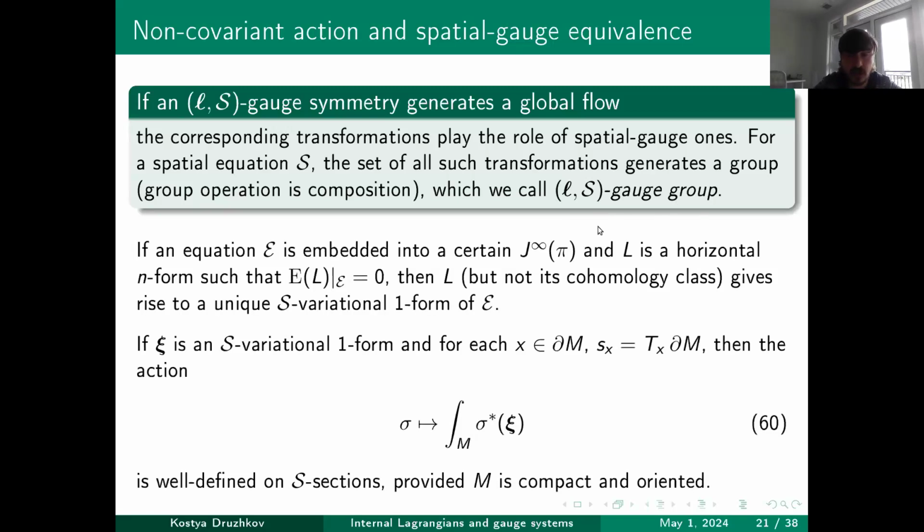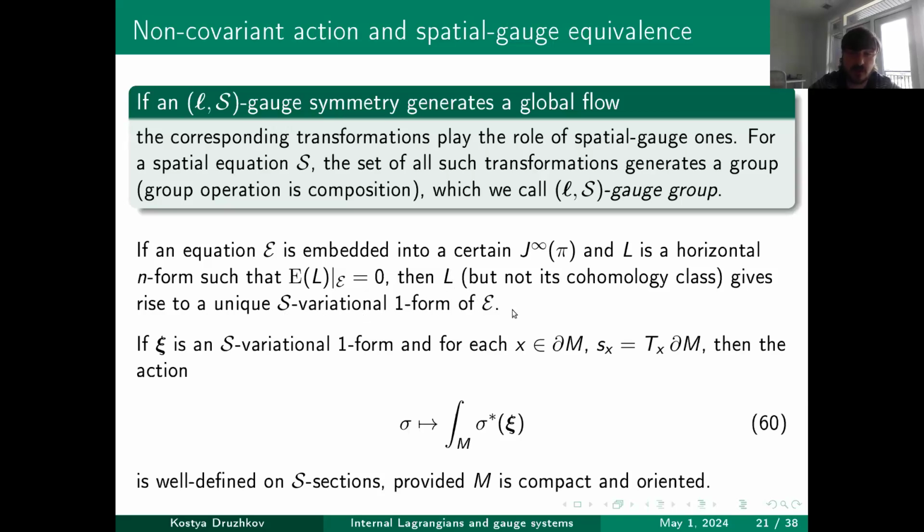So if an equation epsilon is embedded into a certain infinite jets, and L is a horizontal n form such that its variational derivative vanishes on epsilon, then L gives rise to a unique S variational one form, actually. Not the cohomology class of L, the horizontal cohomology class, but L itself. L itself, at least, gives rise to a unique S variational one form.